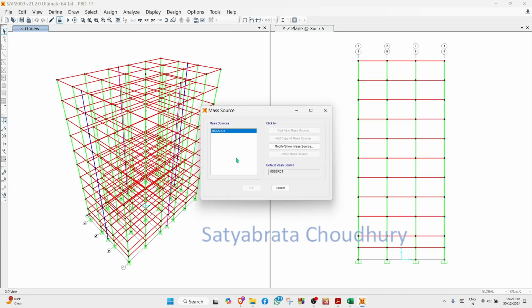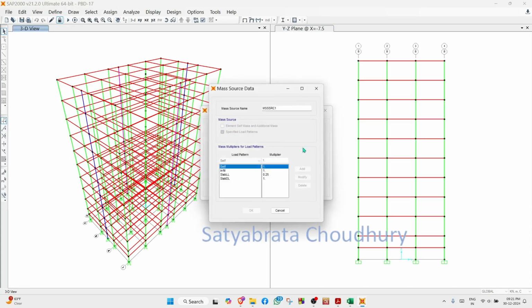One thing is the mass source you have to show. So with the mass source you have to give all the self load, infill load, then slab live load, slab dead load. Slab live load you have to give a percentage as per some codes. In the Indian code it is 25% of the live load for live load intensity up to 3 kN per square meter.